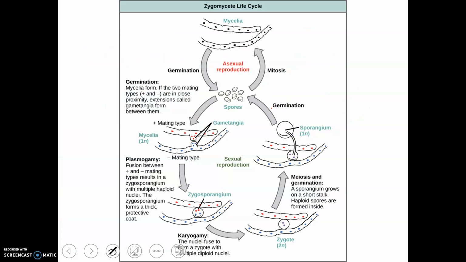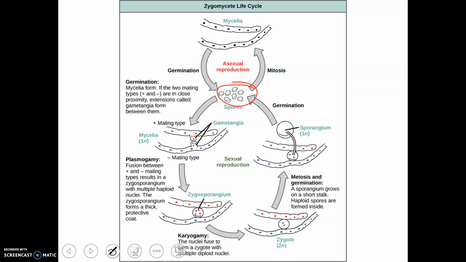This is the life cycle of a zygomycete, or an individual zygomycota. You can see that it can reproduce asexually, and most often it does, but it can also reproduce sexually. So we wouldn't call it imperfect because it can reproduce sexually. If we look at the sexual reproduction, if we start with the spores, we know spores are haploid and they're released from the sporangium that are on the end of the hyphae.